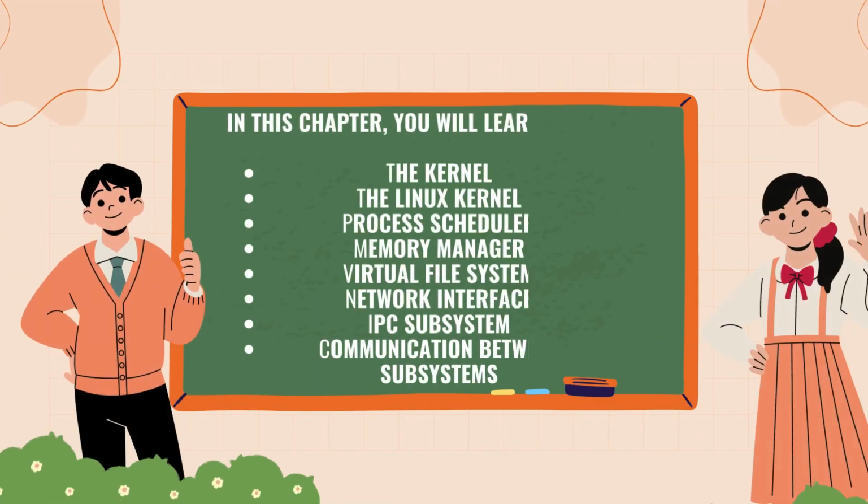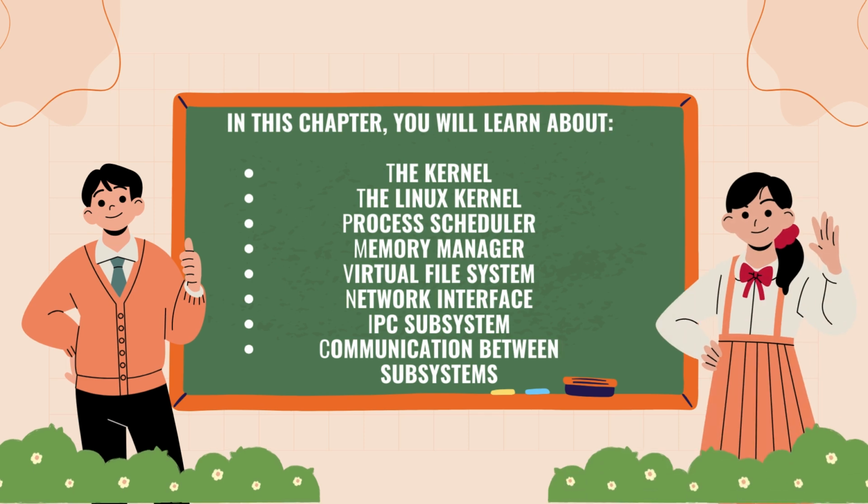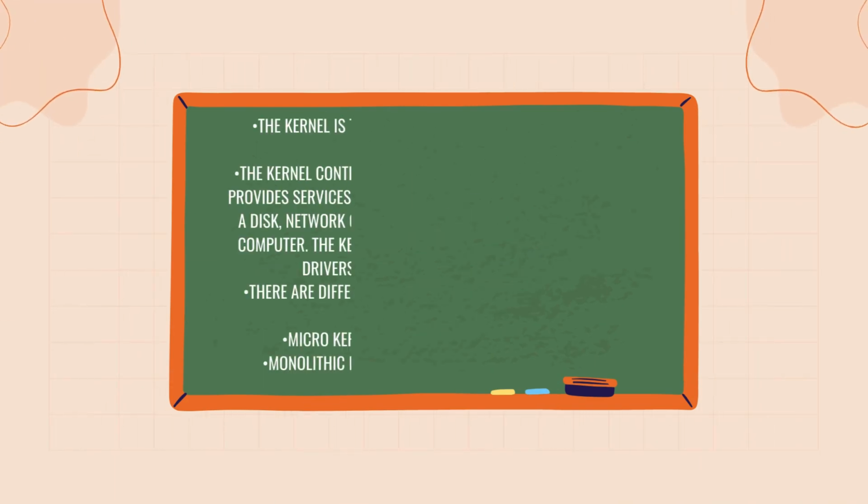In this chapter, you will learn about the kernel, the Linux kernel, process scheduler, memory manager, virtual file system, network interface, IPC subsystem, communication between subsystems. The kernel is the core/central part of an operating system.